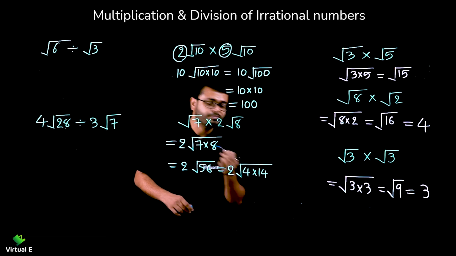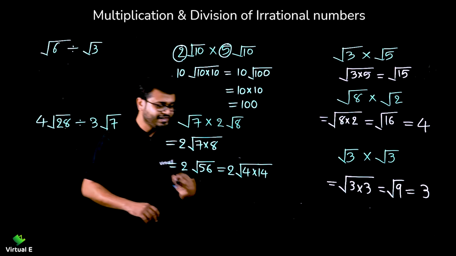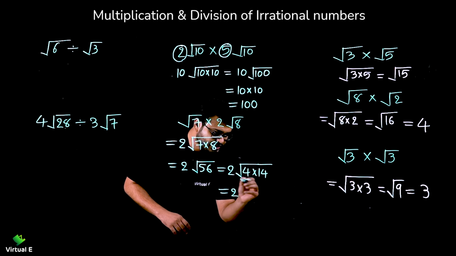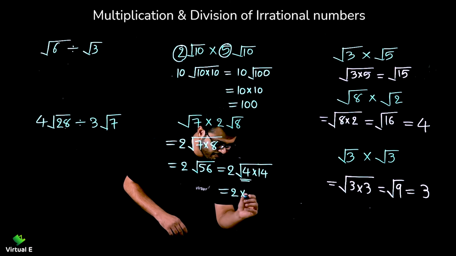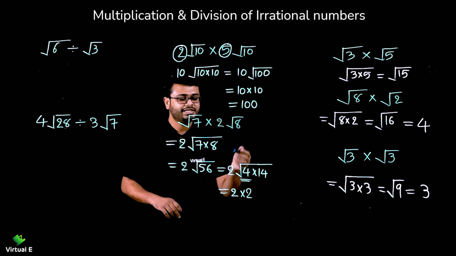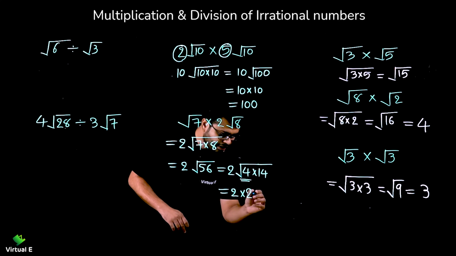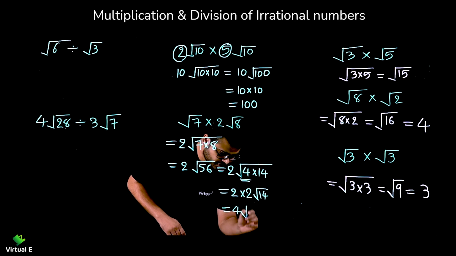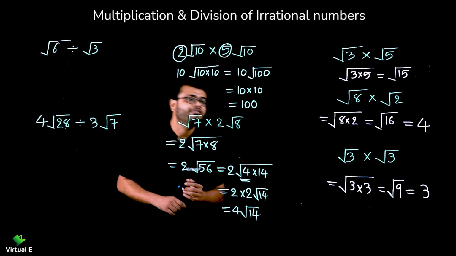Now if you can convert this in terms of factors of perfect square, try to do that. So yes, we can do in this case, that is 4 fourteens, right? Now 14 is not a perfect square, but 4 is, right? So we can write over here 2, and if we remove this 4 out of the square root, that will be what? 2, because it is the perfect square of 2, and square root of 14 as it is. So 4 square root of 14 is the final answer.